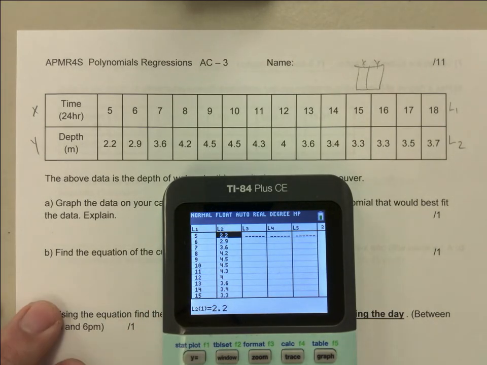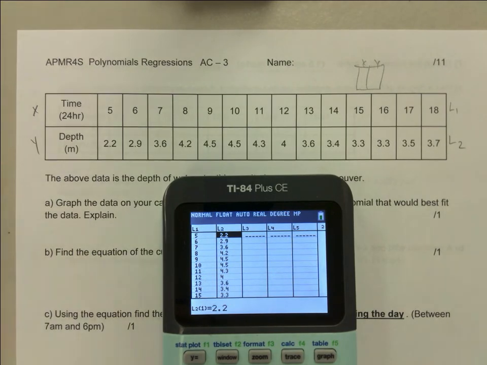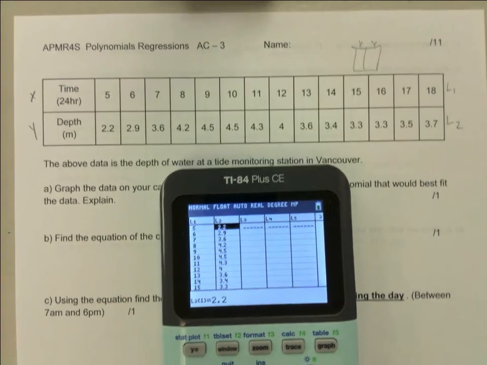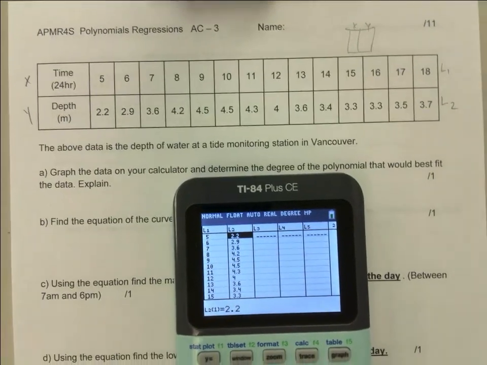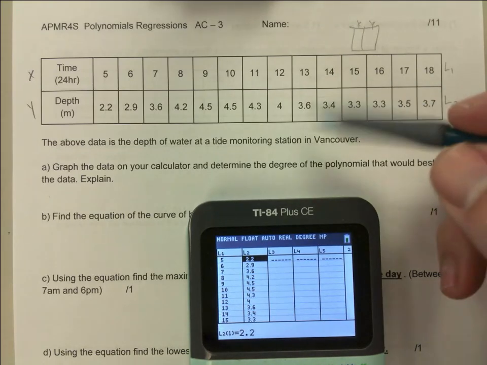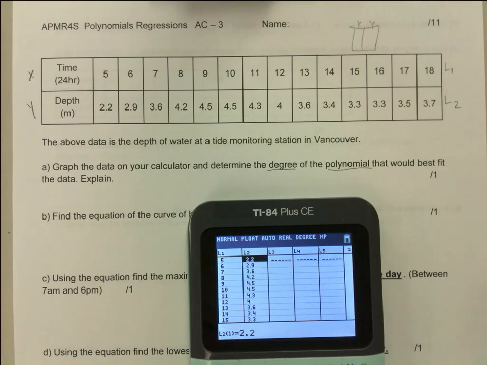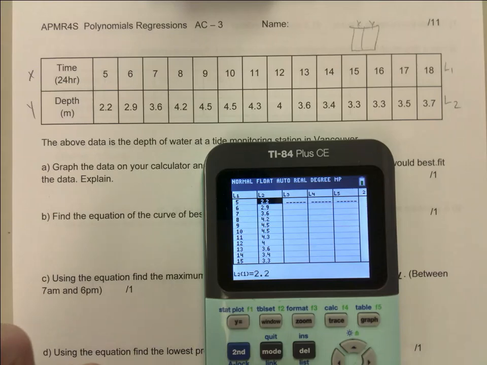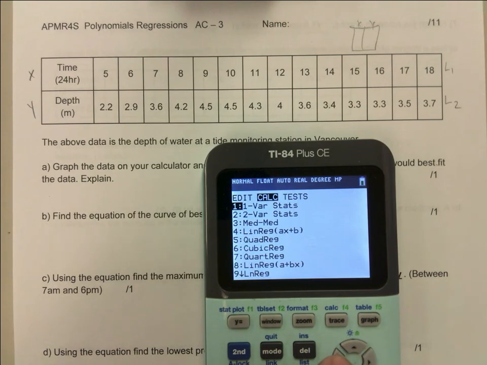I entered everything. I should have checked if this is going to match my equation, because it could be that I made a mistake typing this in. But let's hope for the best here. Explain, graph the data on your calculator, determine the degree of the polynomial that would best fit the data, explain.